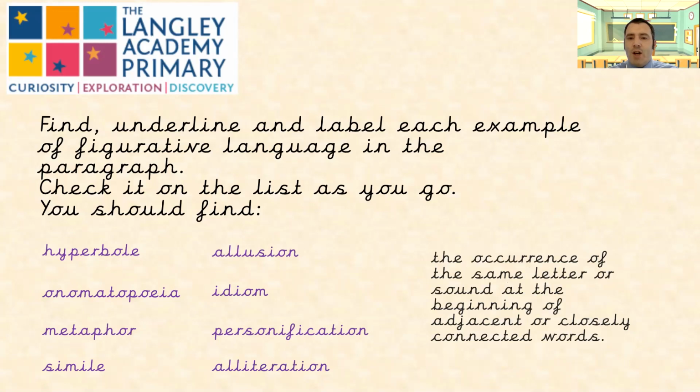Alliteration, the occurrence of the same letter or sound at the beginning of adjacent or closely connected words. We've done lots with alliteration, so we know what we're looking for with that one. So I'm going to share with you now the paragraph that you're going to look at.